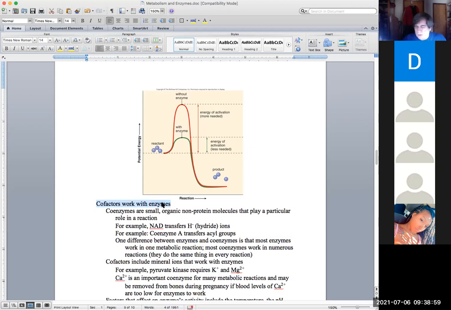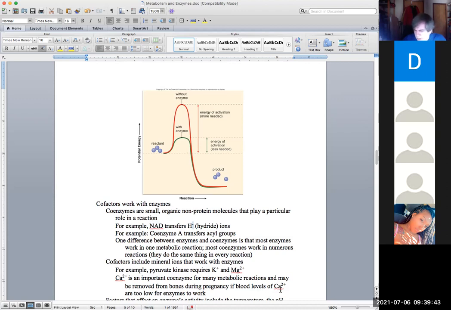Now, enzymes don't usually work by themselves. They work with other molecules that we call cofactors. Some of the cofactors are coenzymes, and coenzymes aren't proteins, but they are organic molecules. So when we say organic, we know that that means what? They're based on carbon, right? And we will look at some of these. We'll look at a coenzyme called NAD, and NAD picks up hydrogens with a positive charge.